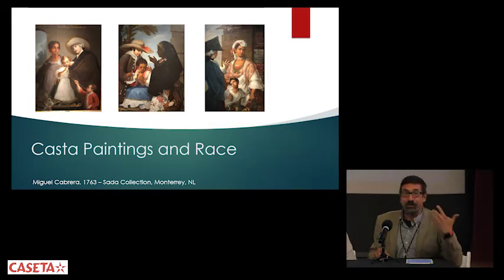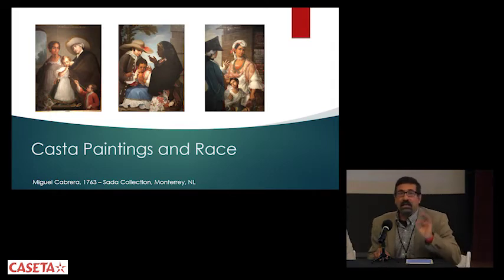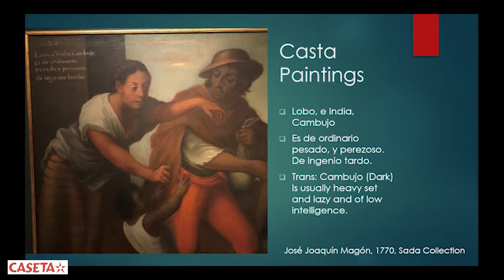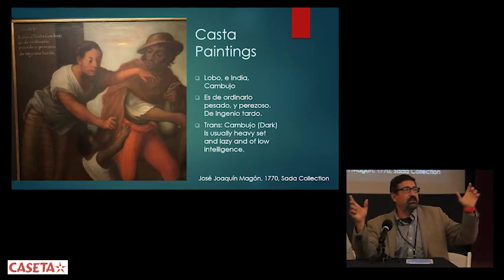These are actually the photos I took of them, which give us a particular link between the way race was drawn and how it was connected to social status. When we look at this particular one by Jose Joaquin Magan in 1770, there's text on the top left corner which goes beyond most of them, which just describe the mixture.